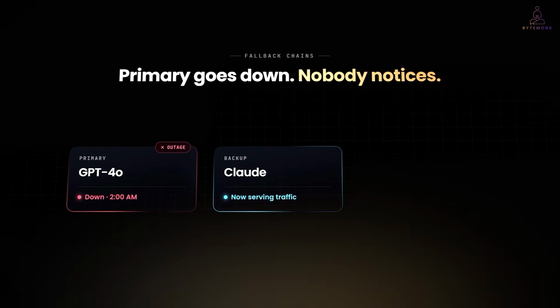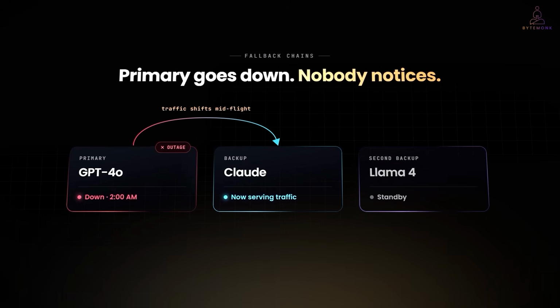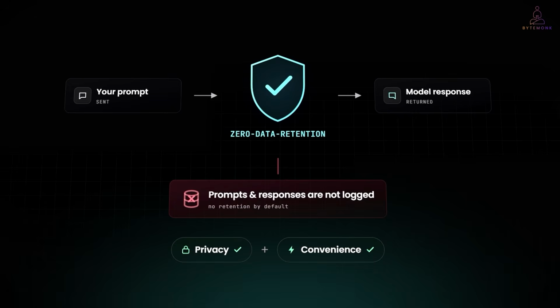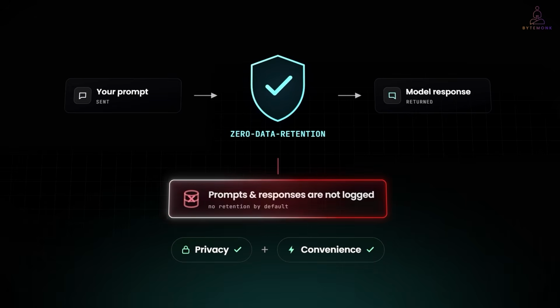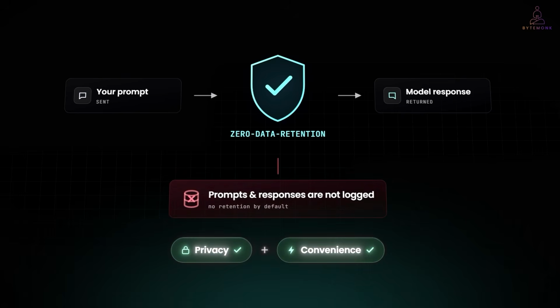One last thing worth knowing. You can also set fallback chains: primary model, backup model, second backup. So if your primary provider has an outage at 2 in the morning, your traffic shifts mid-flight. Your users never see it. You sleep through it. And on the privacy side, OpenRouter has zero data retention providers if you need them. And they don't log your prompts or responses by default. So you are not trading privacy for convenience.